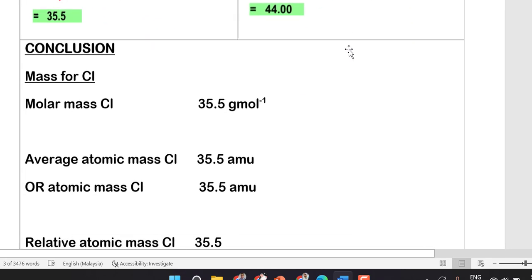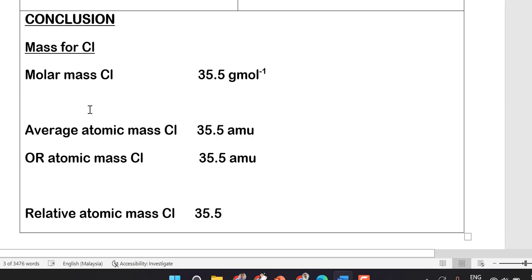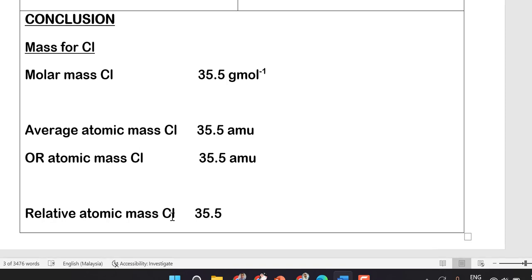Okay, so in conclusion, bila kita sebut molar mass of chlorine is 35.5 gram per mole. Average atomic mass ataupun atomic mass untuk chlorine is 35.5 AMU. Ada unit AMU. Okay, tapi kalau relative atomic mass of chlorine is 35.5 without any unit. So same value but different application, different name. Value yang sama, different application, and then dia ada nama yang berbeza lah.